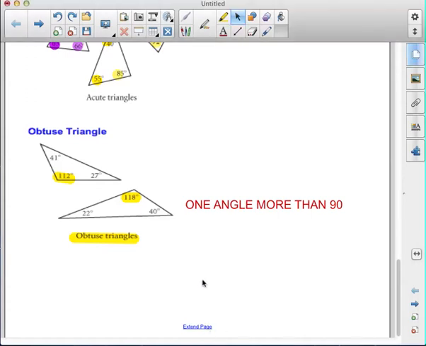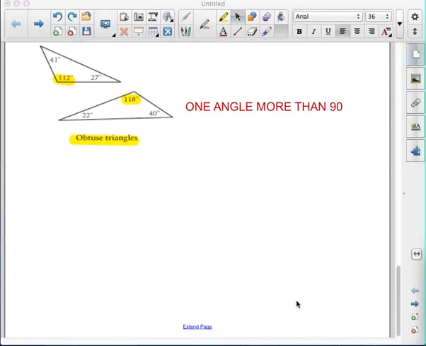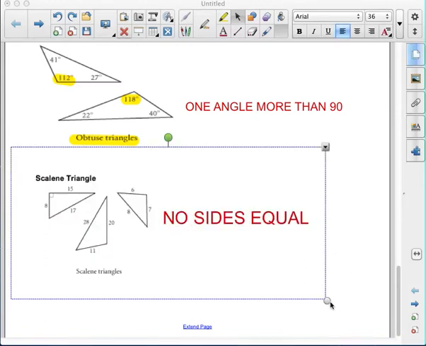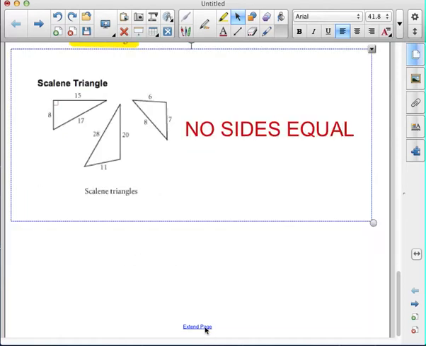Now that we're done with all the angles of special triangles, let's talk about some of the sides of the special triangles. This here, ladies and gentlemen, is called a scalene triangle. And in a scalene triangle, none of the sides are equal. No sides are equal whatsoever. They are all different sizes.